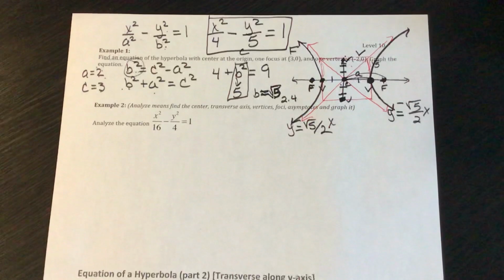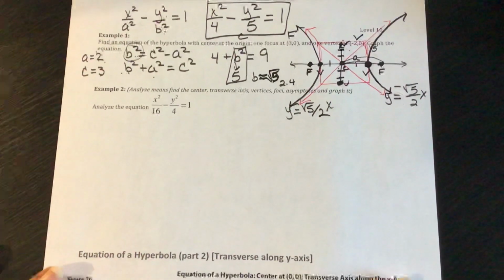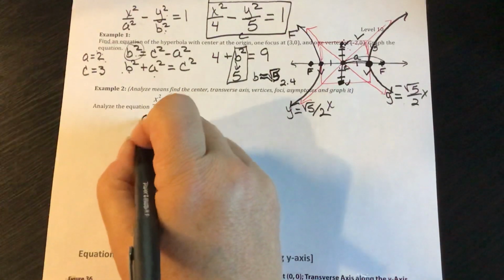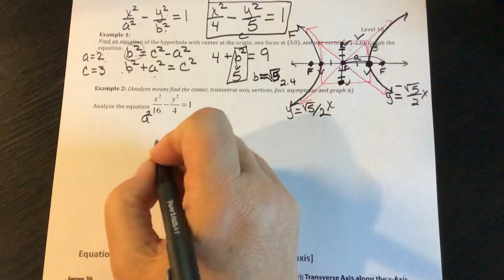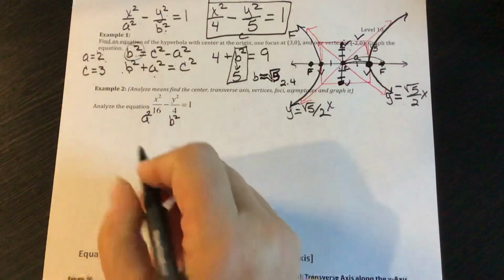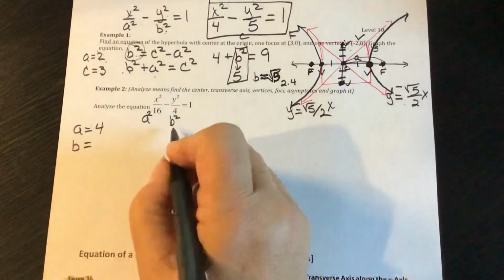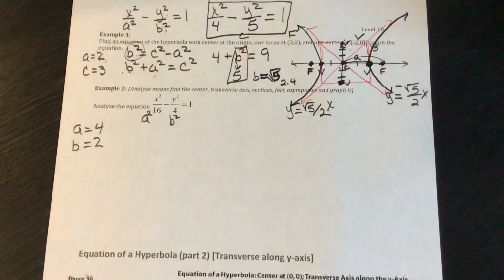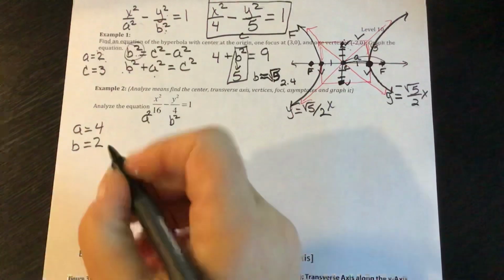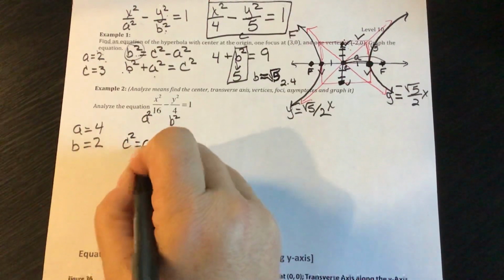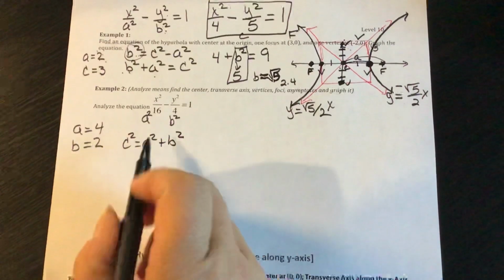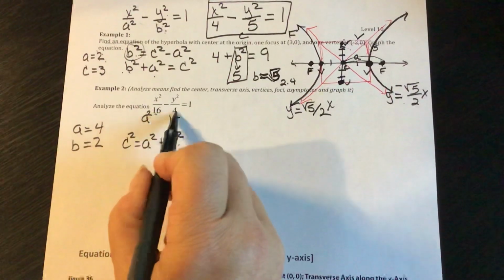So here's another one in example 2. We're going to analyze the hyperbola equation. So a squared is 16 and b squared is 4. So our a value is going to be 4, and our b value is going to be 2. Probably right away we should find the c value, because that's going to tell us where our foci are. So remember, c squared equals a squared plus b squared. A squared plus b squared is 20.